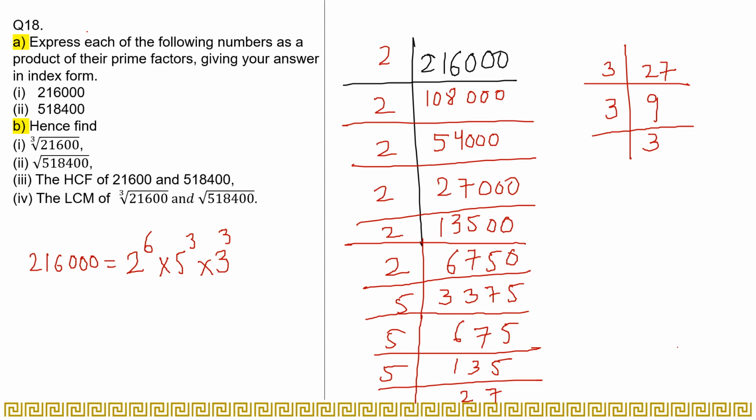Why are we writing it like this? Because we were asked to express the numbers as a product of their prime factors, and we did it, and we have written it in the index form, that is, in the form of powers. That's how you do it. So let's now do the second number.